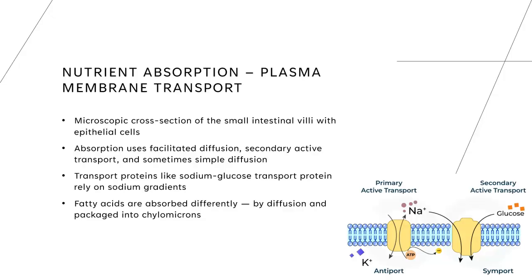Absorption uses facilitated diffusion, secondary active transport, and sometimes simple diffusion. Transport proteins like sodium glucose transport proteins rely on sodium gradients. Fatty acids are absorbed differently by diffusion and are packaged into chylomicrons.